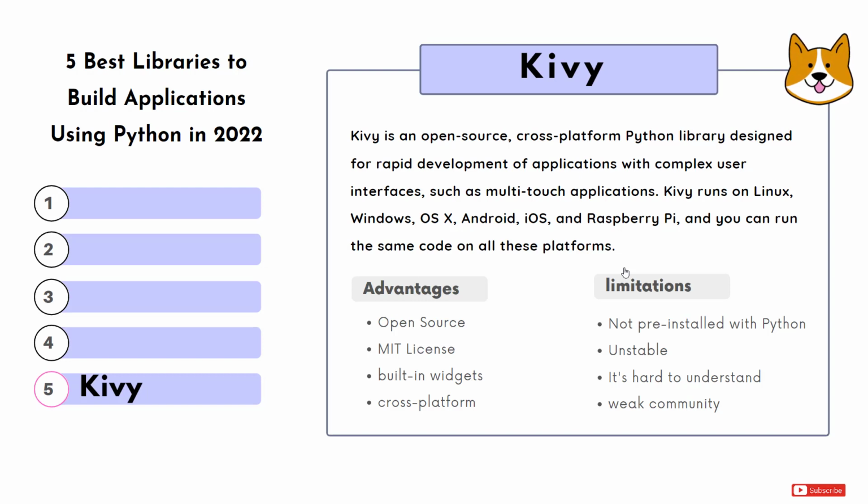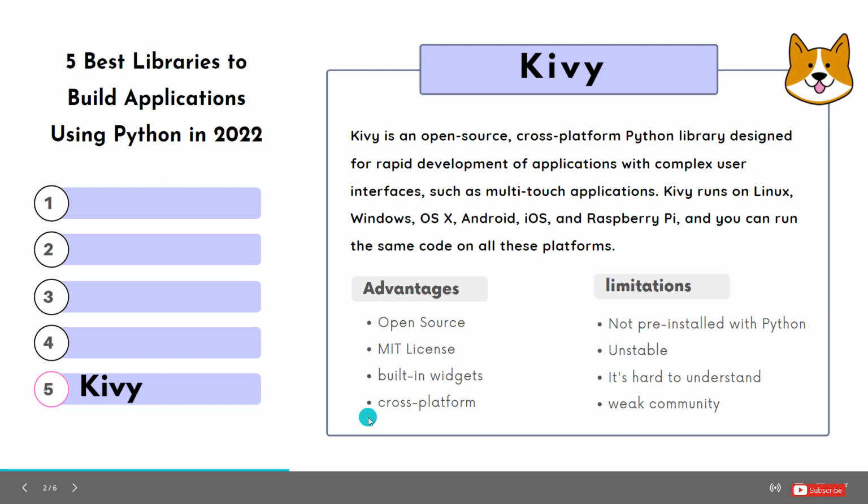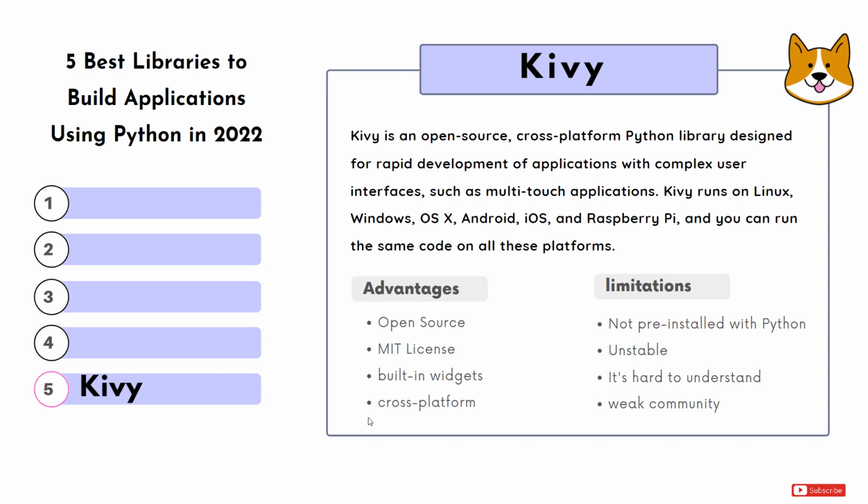or multi-touch applications. When it comes to Kivy, here we have some cool advantages. It is open source, you can use it, and it is licensable, and it has some built-in widgets that you can just get from the Kivy library and you can create your own interface using those widgets. As I said before, it is a cross-platform library, meaning if you use this library to build a GUI application, then it will be pretty simple for you to run on any platform, any operating system.